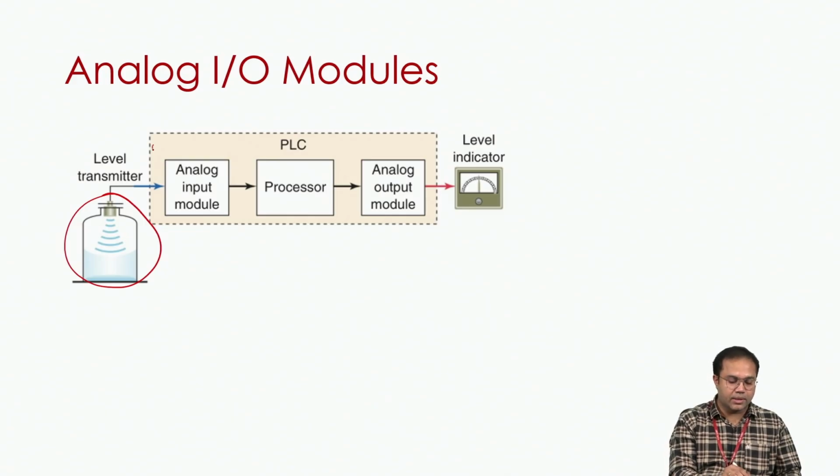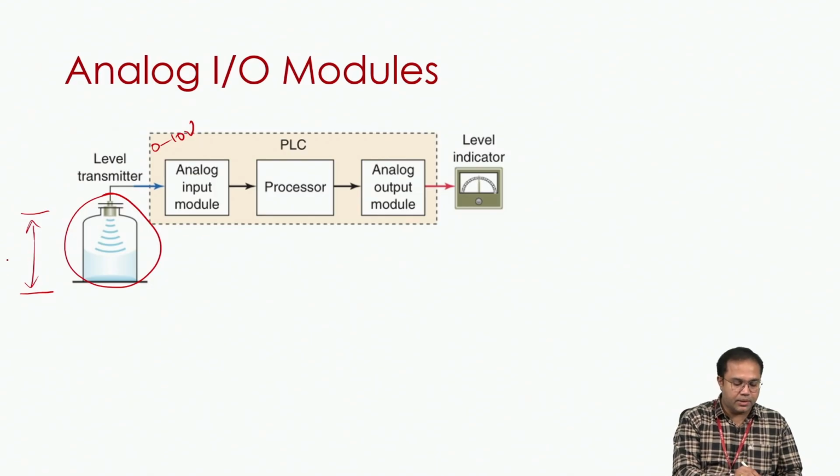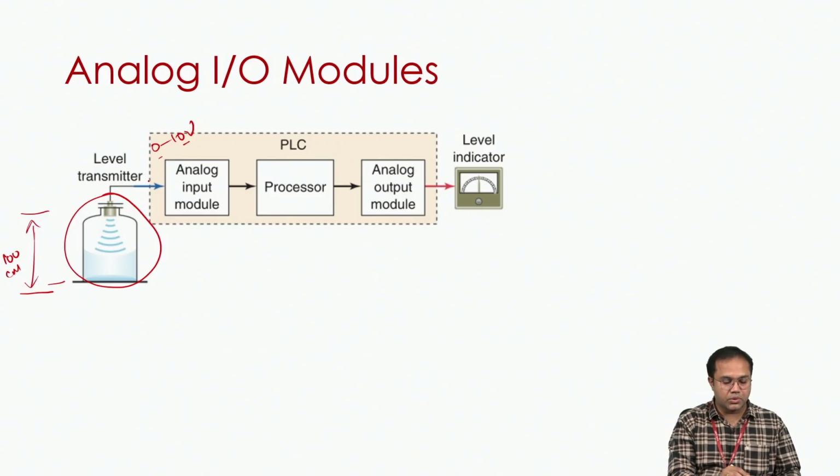So let us say the range is 0 to 10 volts, and physically if you consider that the level, for example, if this total height is say 100 centimeters, it means that at zero it gives us 0 as a voltage, right? And when the tank is full at max, at 100 centimeters, it is going to give us 10 volts. And for example, if the level is 50 centimeters, then the output will be 5 volts. So like that, the transmitter is going to produce the output.